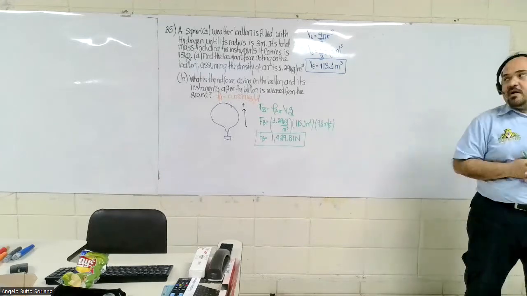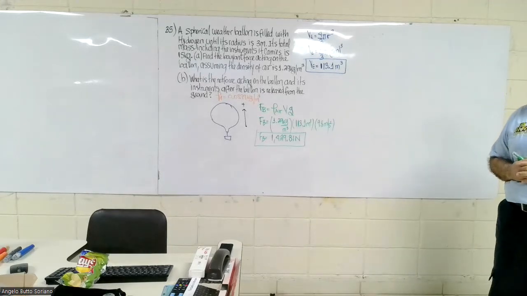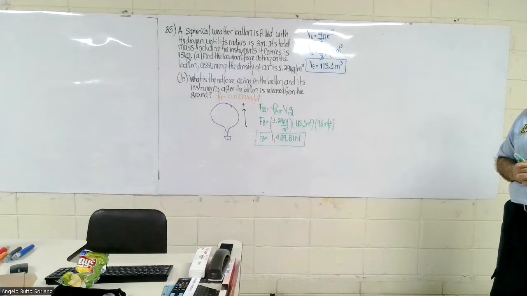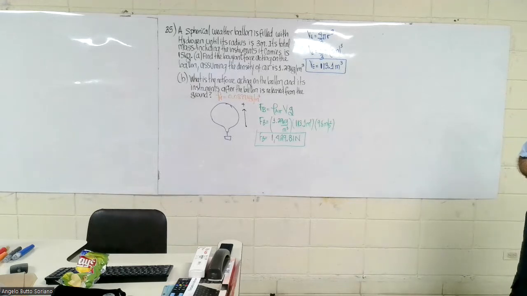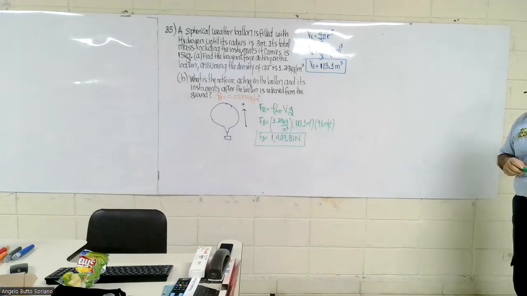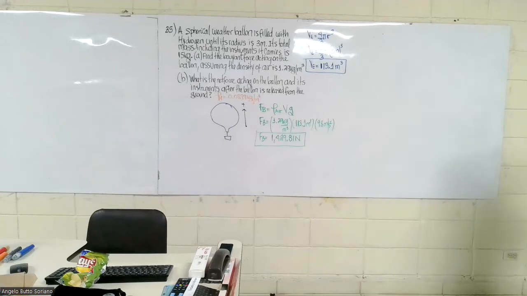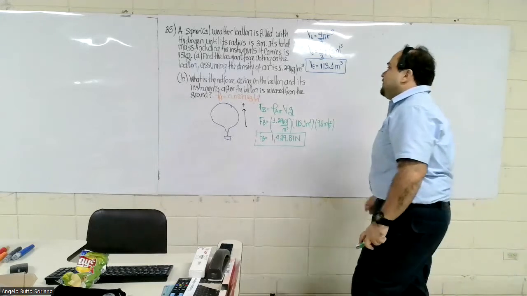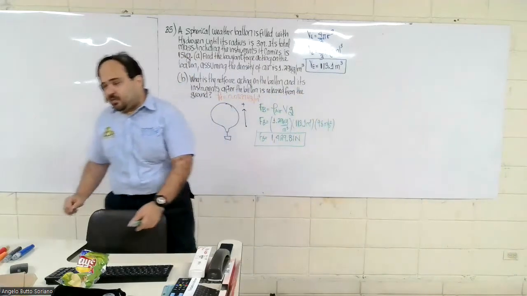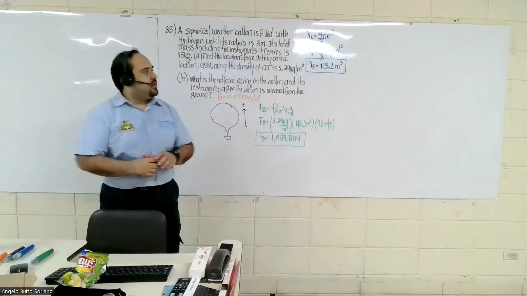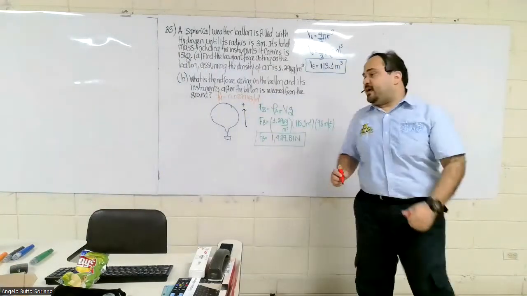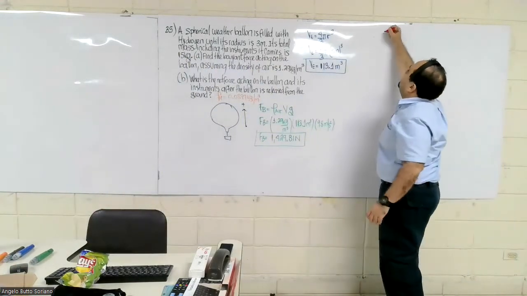Now, in the second question, they're asking for the net force acting on the balloon and its instruments after the balloon is released from the ground. To solve the second question, it is necessary to create a free body diagram because we have to analyze the position of every force. So we have the coordinate plane.